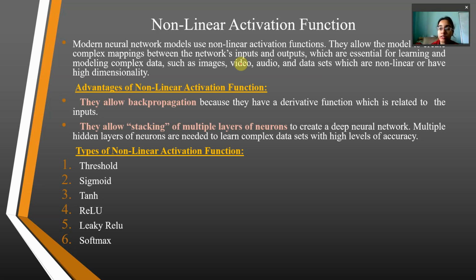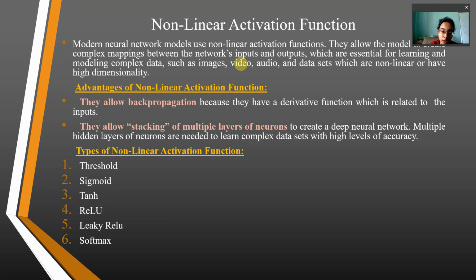The second is that it helps to stack multiple layers. So even if we add thousands of hidden layers, a nonlinear activation function does not give a linear output. It will help to stack all the multiple layers one after another because of its nonlinearity property. Now there are 6 types of nonlinear activation function that we use in deep learning.